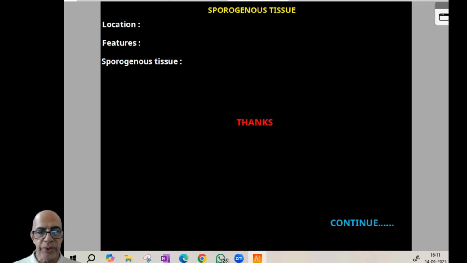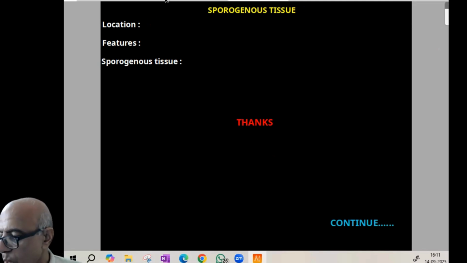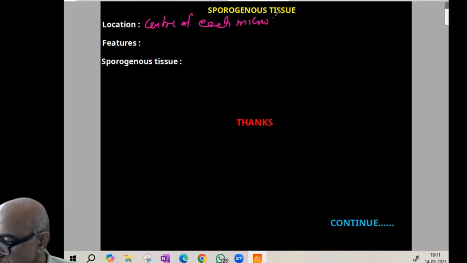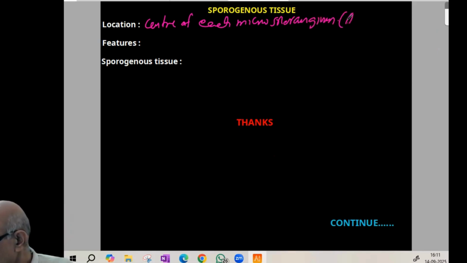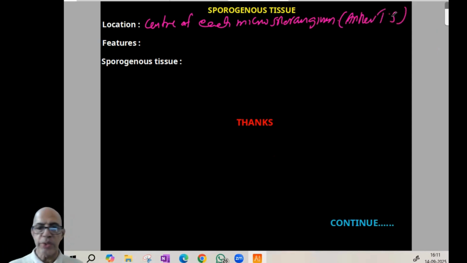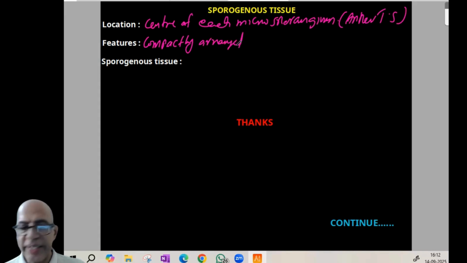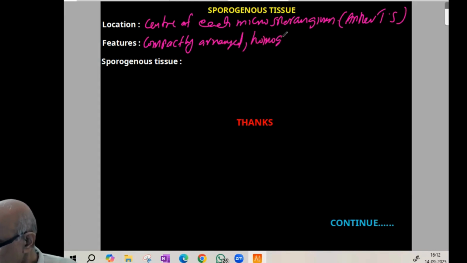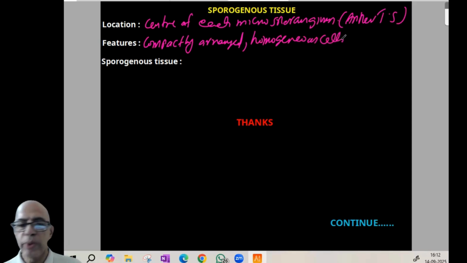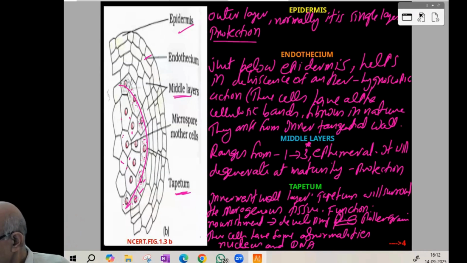Now we can proceed to the next, sporogenous tissue. Location: center of each microsporangium. That is where it is located, and it is clear in anther transverse sections, the young stage also. Now the feature: it is compactly arranged, with homogeneous cells. And sporogenous tissue, that is this one. These are the sporogenous tissue.